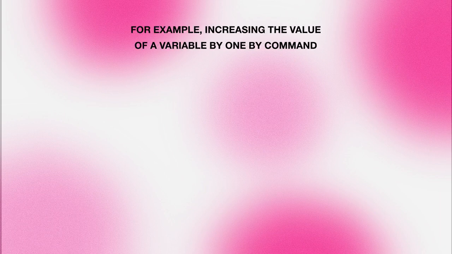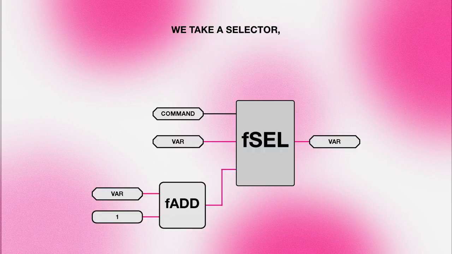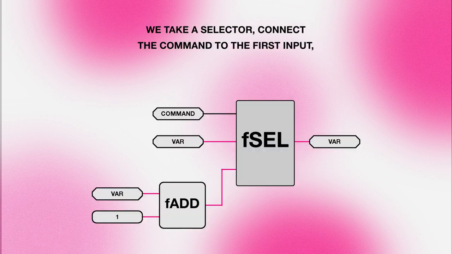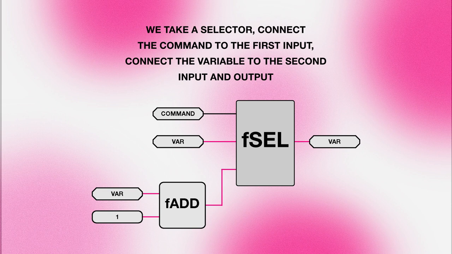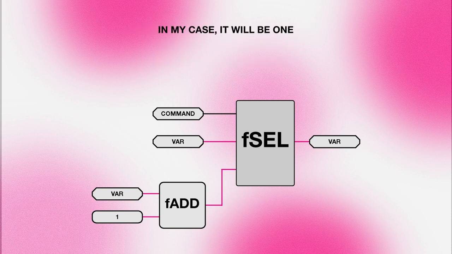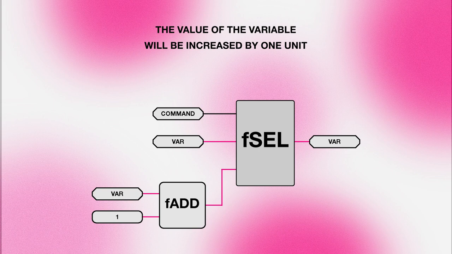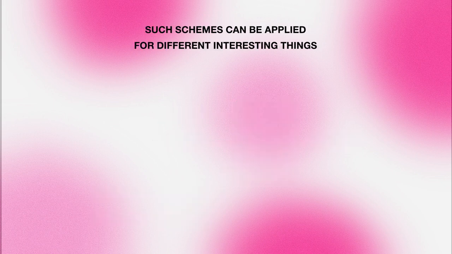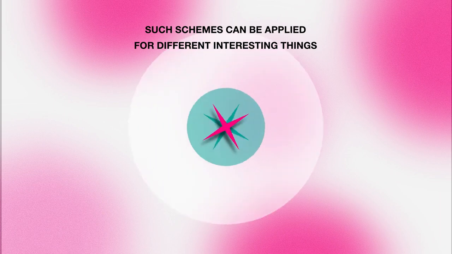For example, increasing the value of a variable by 1 by command. We take a selector, connect the command to the first input, connect the variable to the second input and output, and on the third input we connect the result of adding our variable with a constant. In my case, it will be 1. Now, with each execution of this program, if the command was enabled, the value of the variable will be increased by 1 unit.